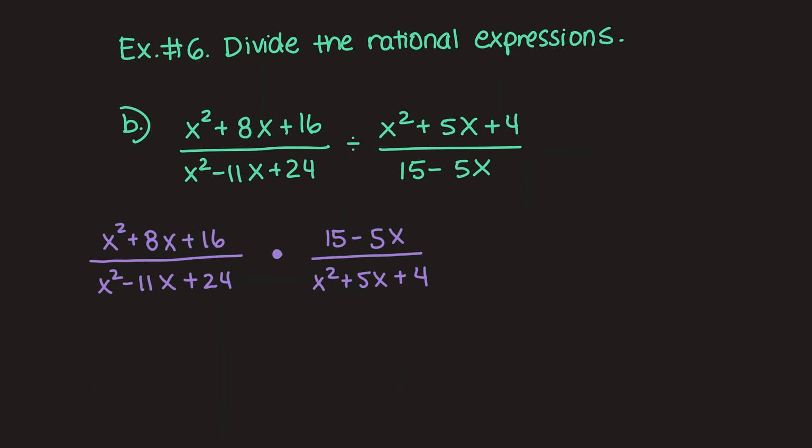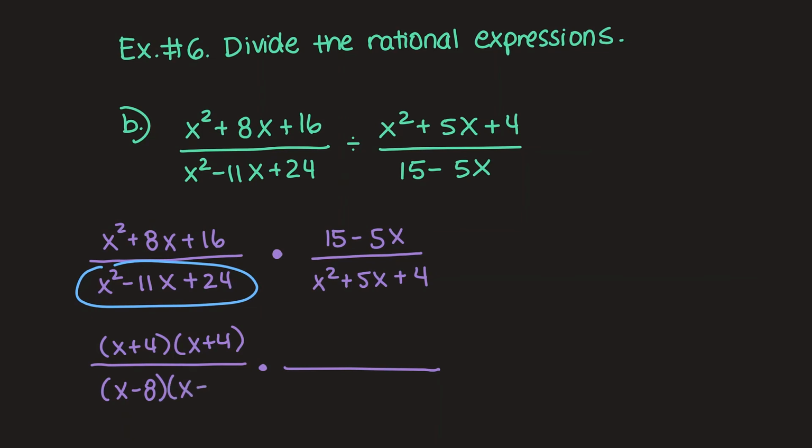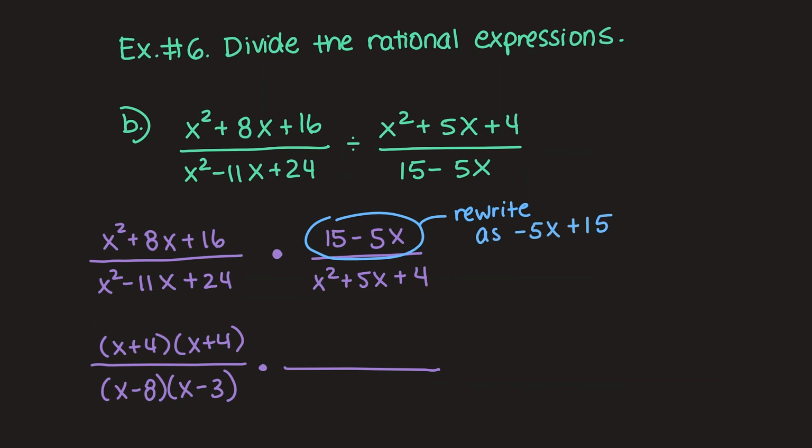So to simplify, we will need to factor every numerator and denominator. So this numerator factors to x plus 4 times x plus 4. Then this denominator factors to x minus 8 times x minus 3. And then for this numerator, let's first write it in descending order of powers as negative 5x plus 15.